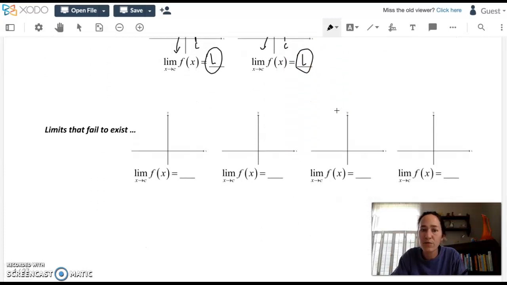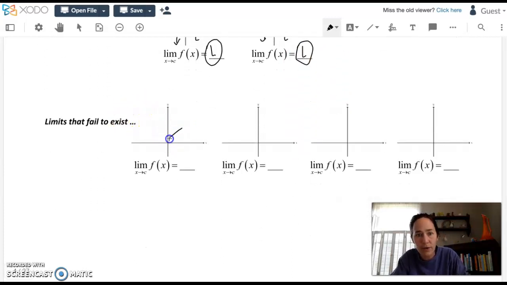But the cases that we found where you don't have a limit are going to be a jump, let's say. So let's say from one side of c, we're approaching one left-hand limit value, and we've got a whole other value from the other side. At a jump, we'll say the limit definitely does not exist. And that is a jump in the graph.